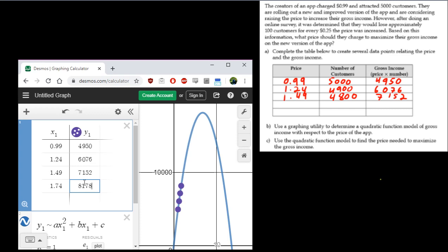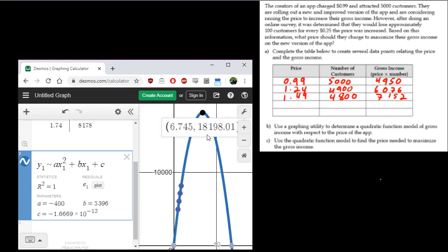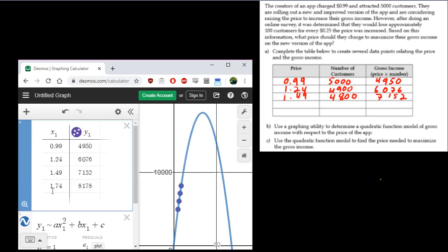7, 8. And let's see if our graph changed a little bit. And you know what? I think this point just changed just ever so slightly. Let's go ahead and do one more. So let's go 1.74 plus 0.25. And we're going to multiply that one by 4,600 now.